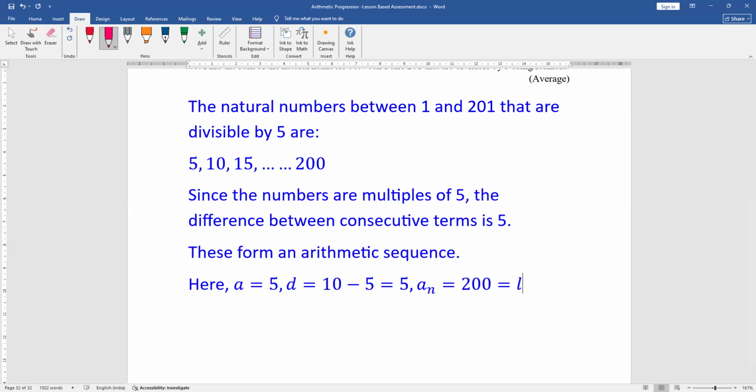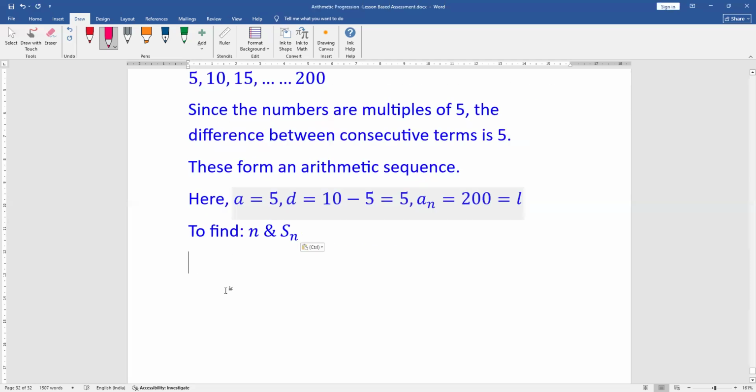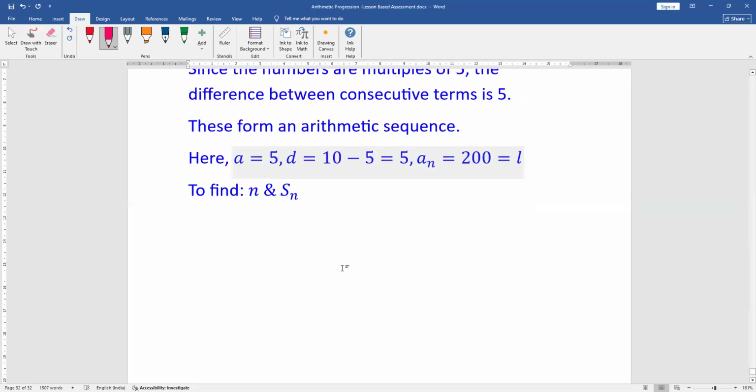Okay. What we need to find out first is n, and then followed by Sn. First find the number of terms, and then find Sn, then you will get the correct answer.